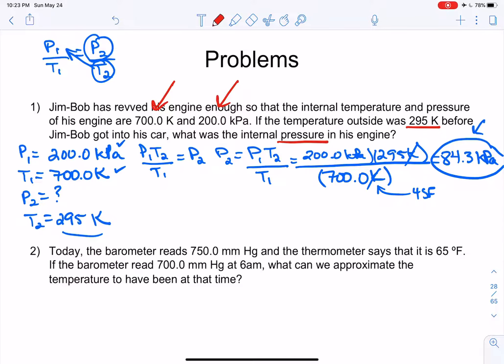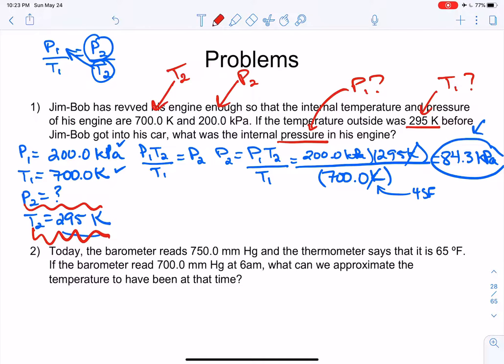So shouldn't 295 be T1 instead of T2? And the pressure that he started with, shouldn't that be P1 instead of the question mark there? And shouldn't he have a temperature of 700 Kelvin when he finishes this exercise and a pressure of 200 kilopascal? Yes, you can do it that way too, if you want to do it in order of time instead of how the question reads.